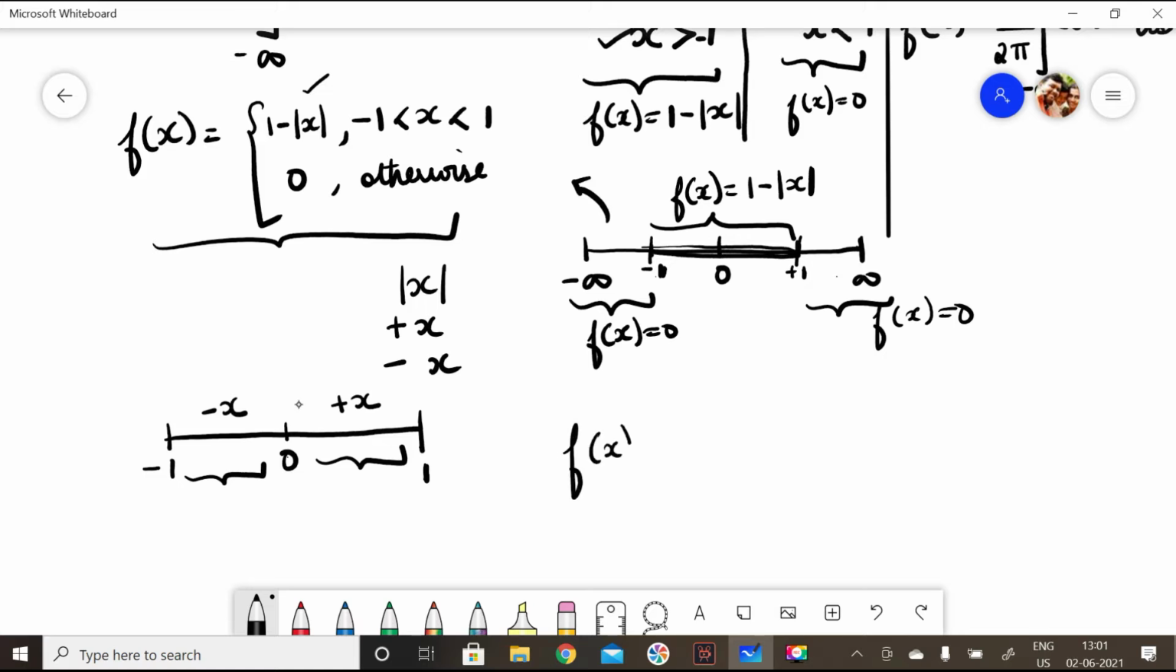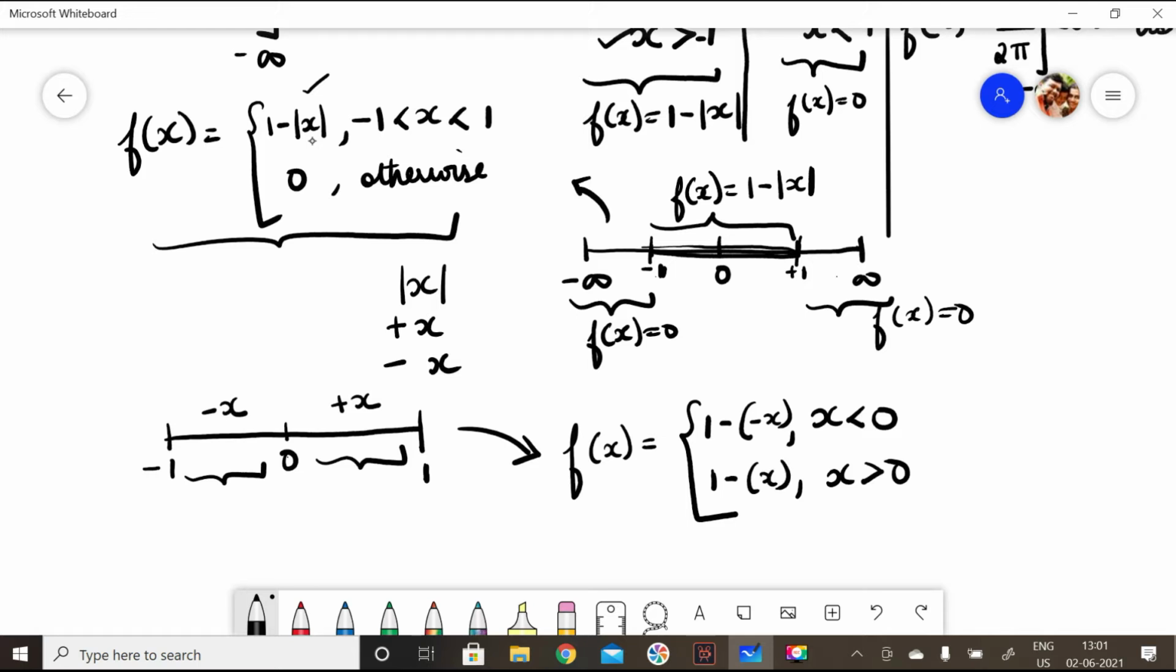F of x is equal to, from this diagram I write this. For x less than 0, how will my function be? My function will be 1 minus, this x here will become minus x. So 1 minus of minus x. Likewise, for x greater than 0, it will be 1 minus of x. So what am I doing here? Here, the function f of x is equal to 1 minus modulus of x is written like this.